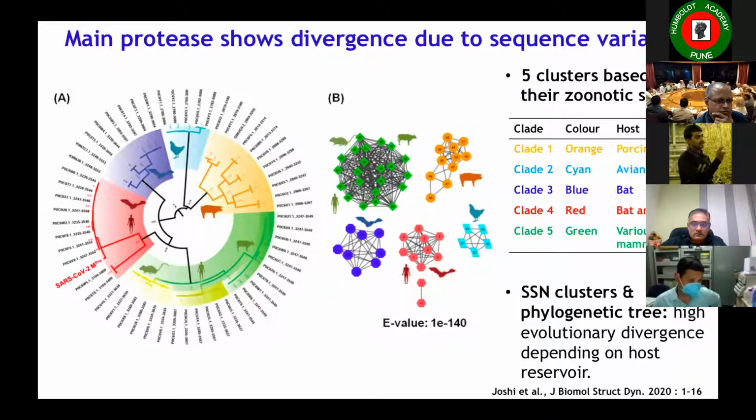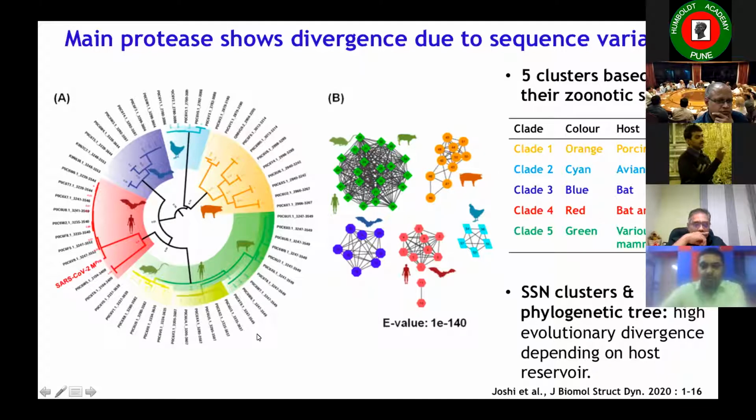So as all of you know, the origin of this COVID-19 is probably from the bats, but when we looked at the clustering of these main proteases from different viruses, we could see there are 5 clades. Clade 1 is more of a porcine. Clade 2 is avian host, mostly chicken, and clade 3 is probably from the bat, and that's quite confirmed now, it is from the bat.